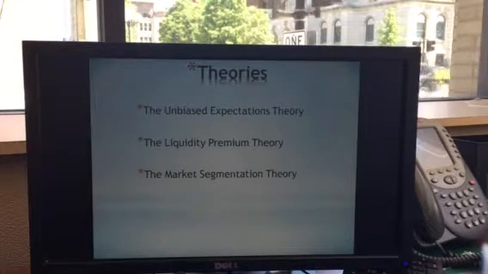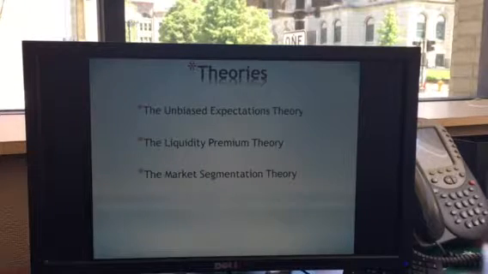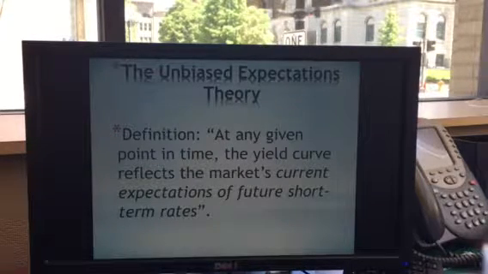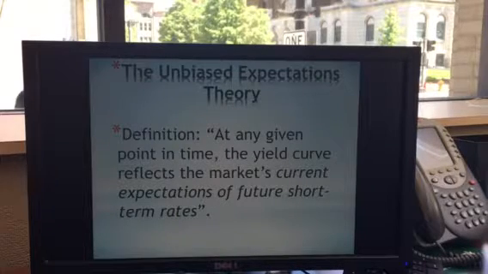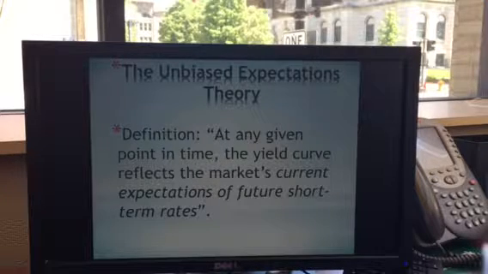Then the last thing here is there's three different theories to try to explain these curves. The first one is the unbiased expectations theory, and then we'll look at the liquidity premium theory, and finally the market segmentation theory. The unbiased expectations theory is defined in the book as at any given point in time, the yield curve reflects the market's current expectations of future short-term rates.